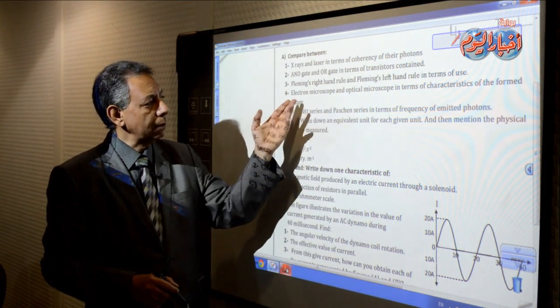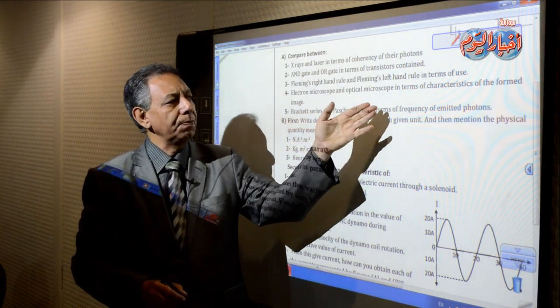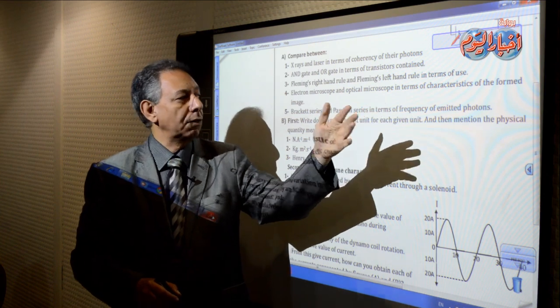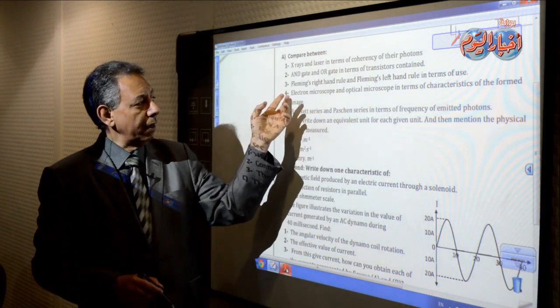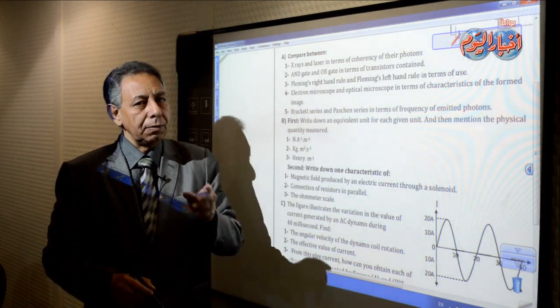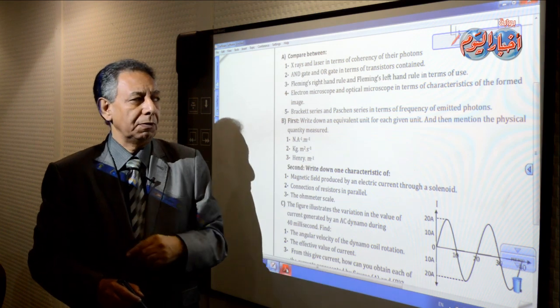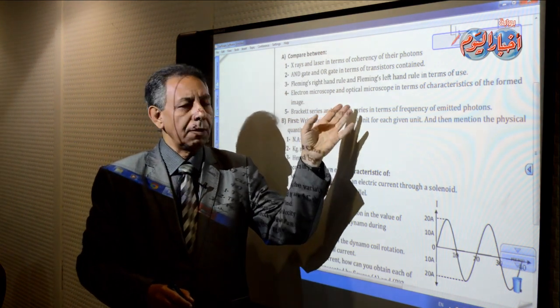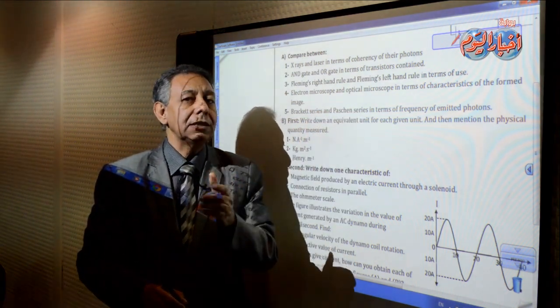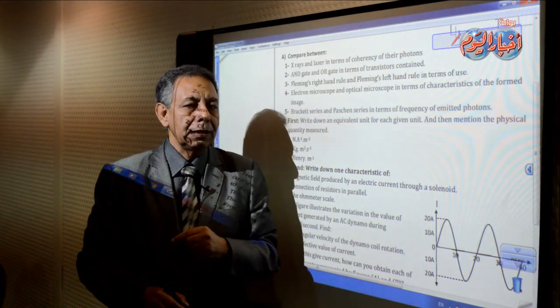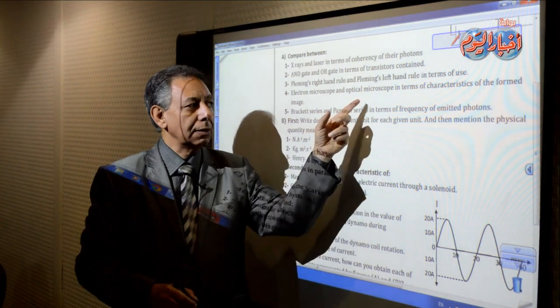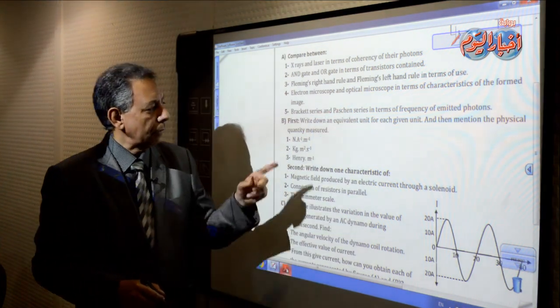The fourth part: electron microscope and optical microscope in terms of the characteristics of the formed image. In fact, in the case of the electron microscope, the image is a real image formed on a fluorescent screen or photographic plates. On the other hand, in the optical microscope, the image is virtual and can be seen directly by the naked eye. That is the optical microscope.